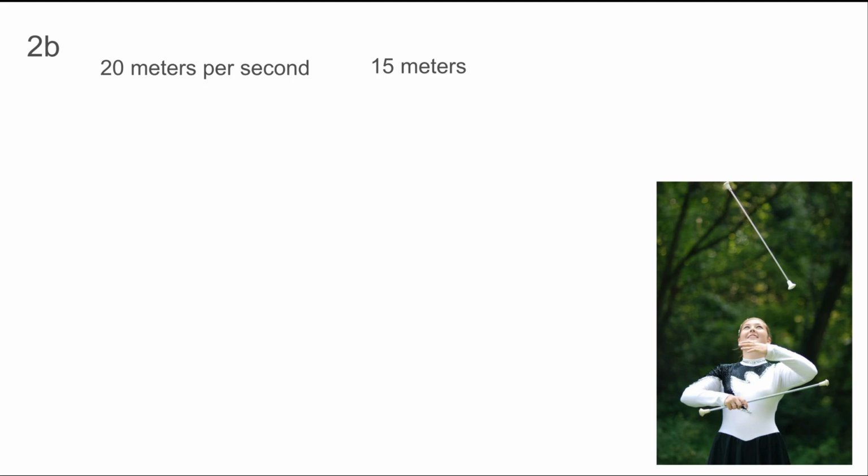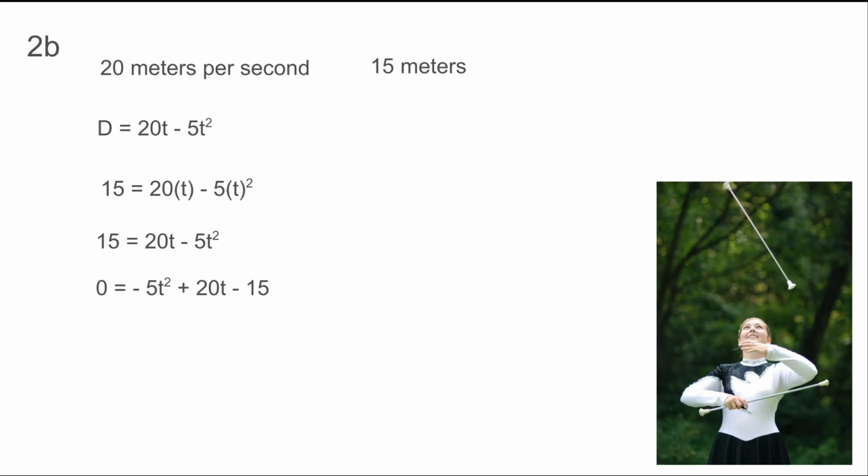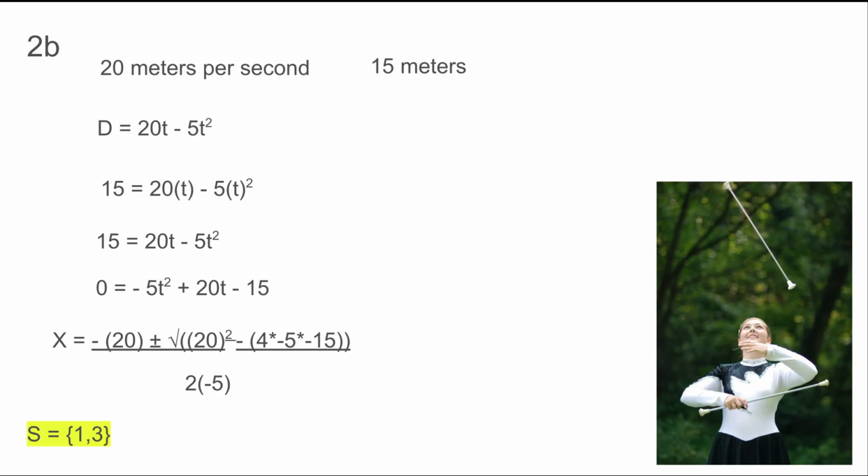Okay, and now this time, instead of telling me time, it tells me meters. So meters is my distance. So I have d, which is 15, equals 20 times t minus 5t squared. We're going to multiply, move that 15 over, so it'll be minus 15. Rearrange our terms, so we have a, then b, then c. Enter it into our quadratic formula. And we will have 1 and 3.